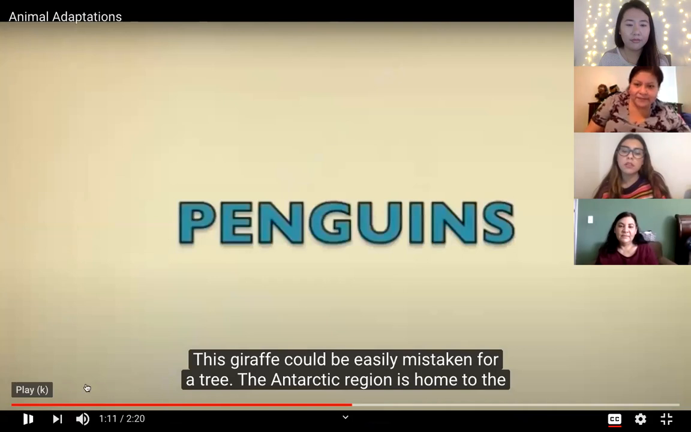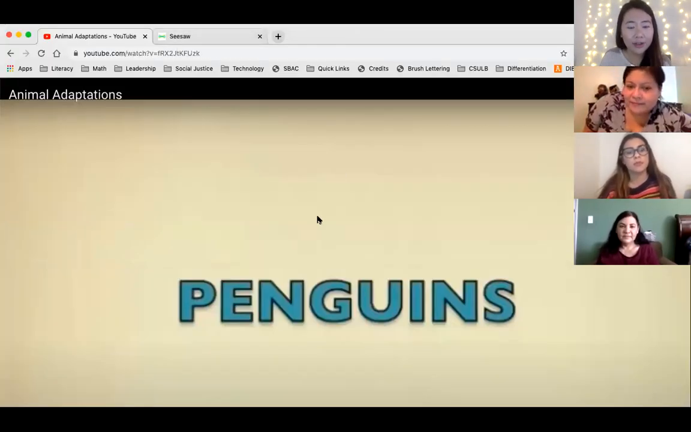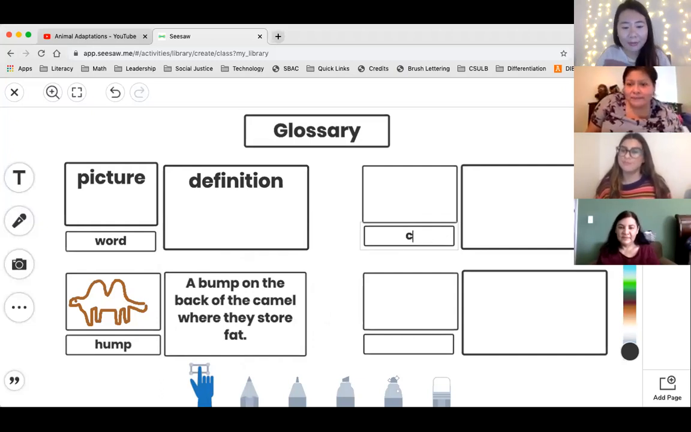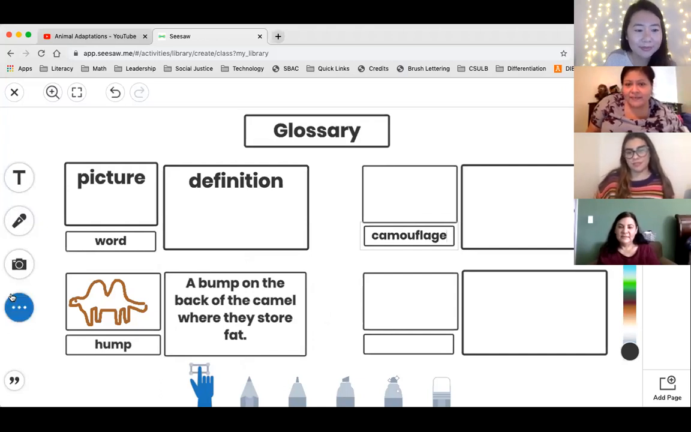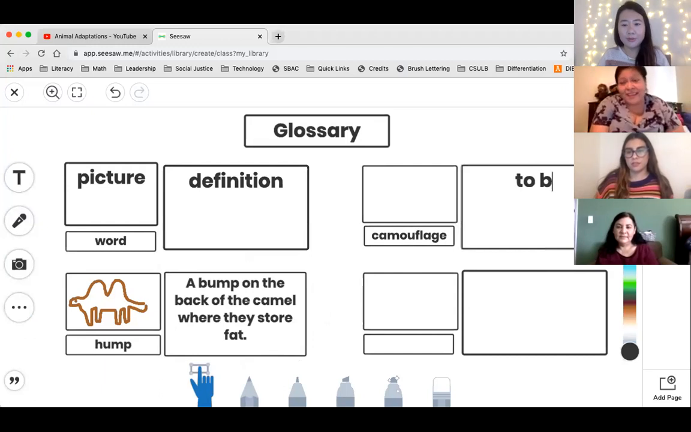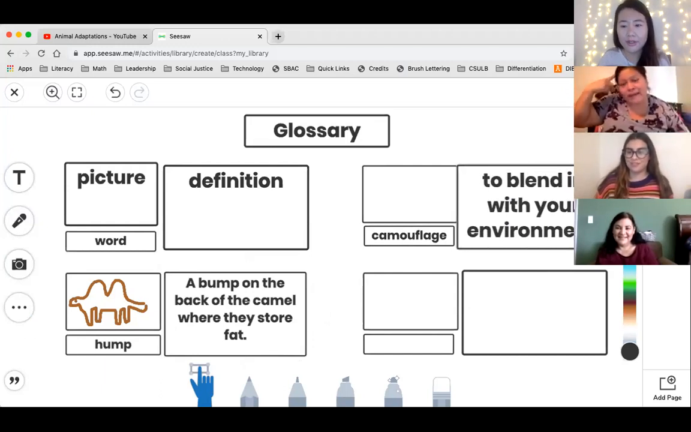Awesome. So that was the giraffe. Now, teachers, did you have a thought of what word we could talk about regarding the giraffe? Ms. Rosales? Camouflage. Camouflage. Awesome. And what does camouflage mean? To blend in with your environment. I remember that from what Miss Yakimowicz shared in the past video.